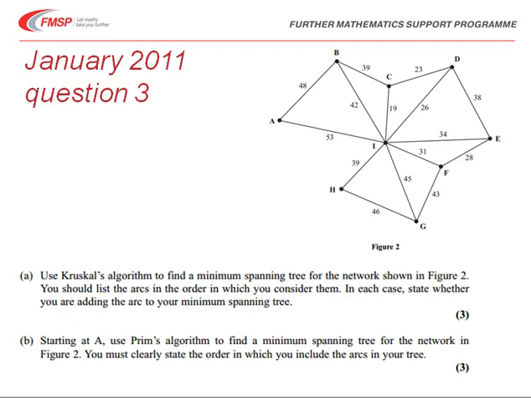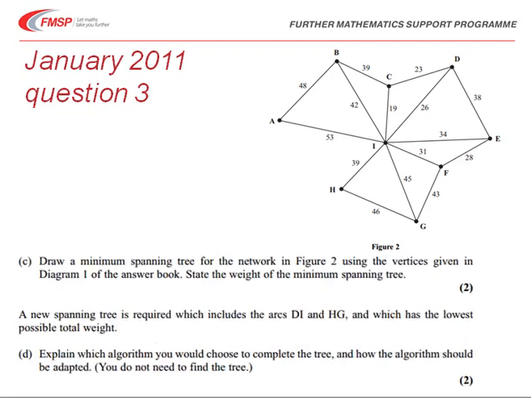In part B of the question, we're asked to find a minimum spanning tree, this time using Prim's algorithm starting at A. Part C asks us to draw a minimum spanning tree for the network using the vertices given in diagram 1 on the answer booklet, and we're asked to state the weight of the minimum spanning tree.